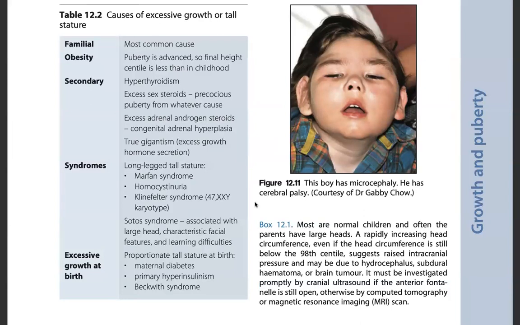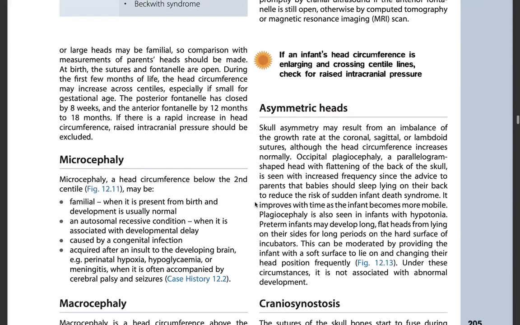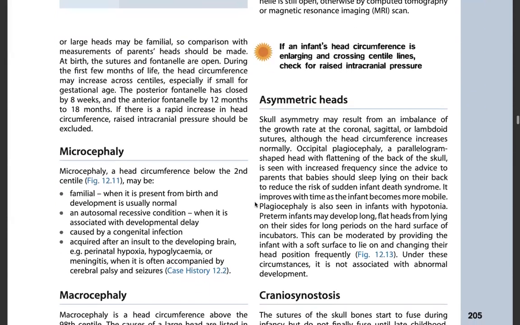Marfan syndrome, homocystinuria, Klinefelter syndrome with 47XXY karyotype, and Sotos syndrome, associated with a large head, characteristic facial features, and learning difficulties. Excessive growth at birth, with proportionate tall stature at birth, occurs with maternal diabetes, primary hyperinsulinism, and Beckwith-Wiedemann syndrome.